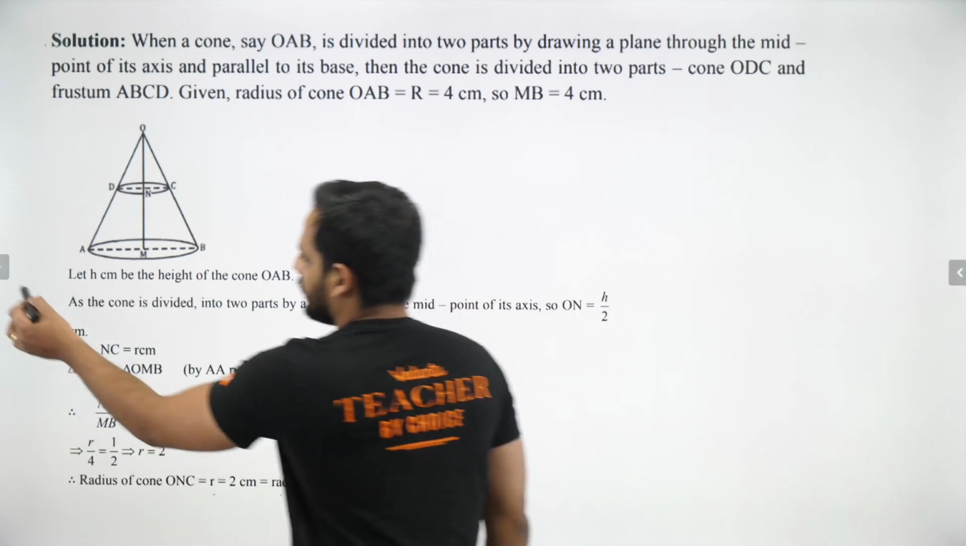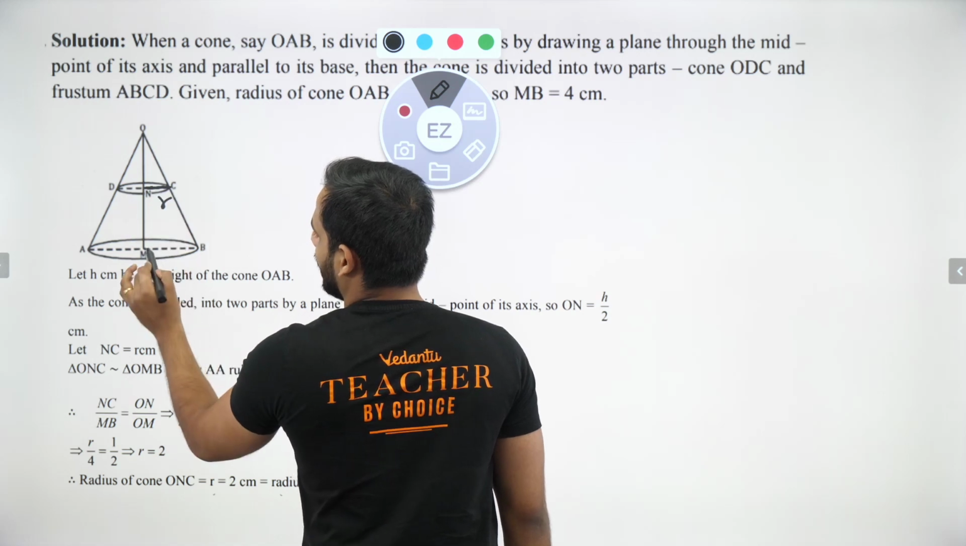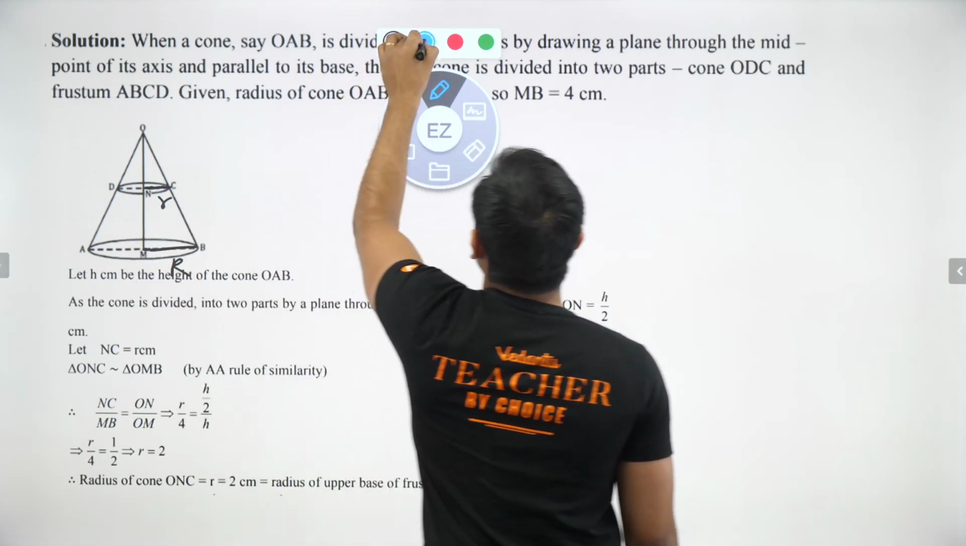Look here one more time. This is suppose small r. This is equal to capital R. Okay.